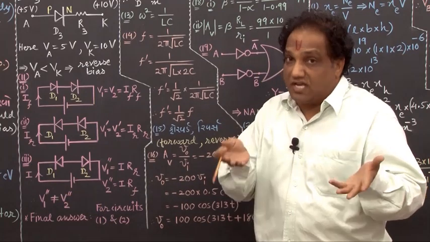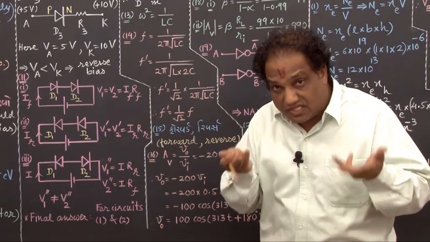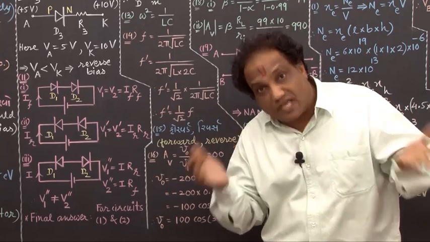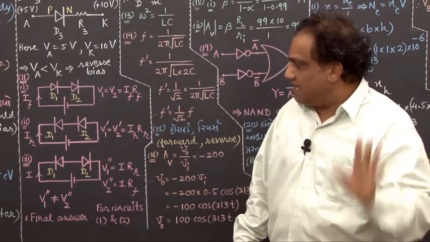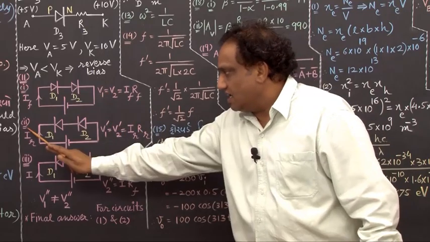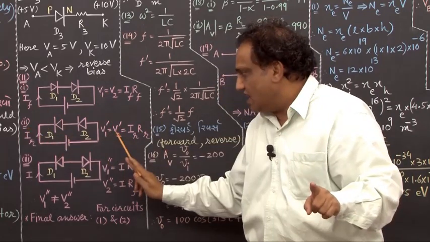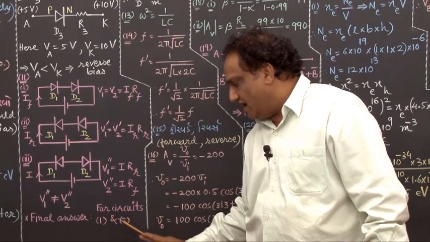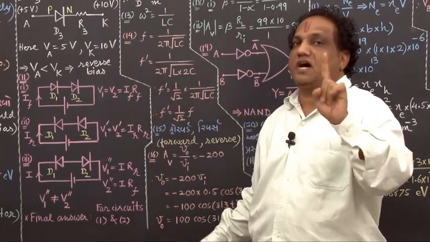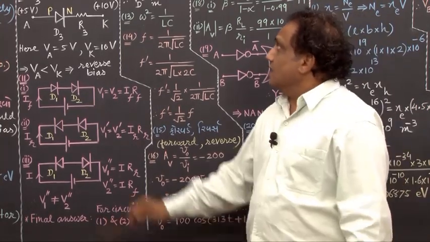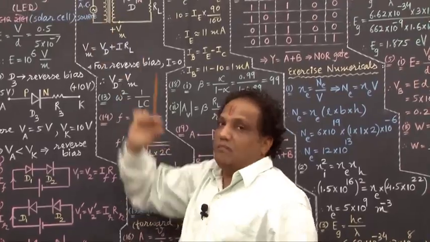But you know what they have asked in the question? For which circuits would the potential drops across each diode be the same? Then the final answer is: in circuit number 1 these two voltages are equal, and in circuit number 2 also these two voltages are equal. So our final answer will be, for circuits 1 and 2 the voltages are equal for both the diodes, correct? Fine. Now kindly read the statement of number 12.